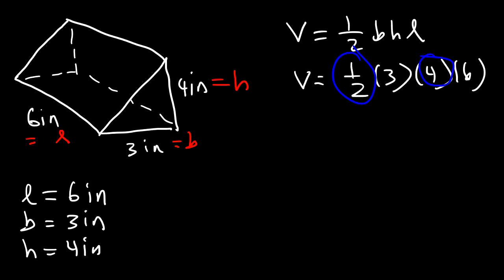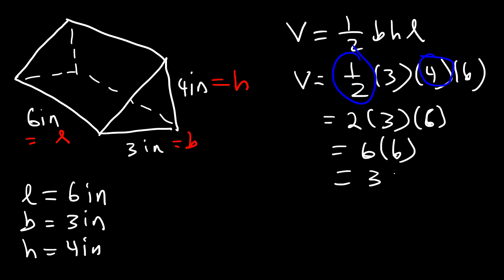1/2 of 4 is 2. So we're left with 2 times 3 times 6. 2 times 3 is 6. So we have 6 times 6, which is 36. And don't forget to write the units. Inches times inches times inches is inches cubed, or cubic inches. So the volume is 36 cubic inches.